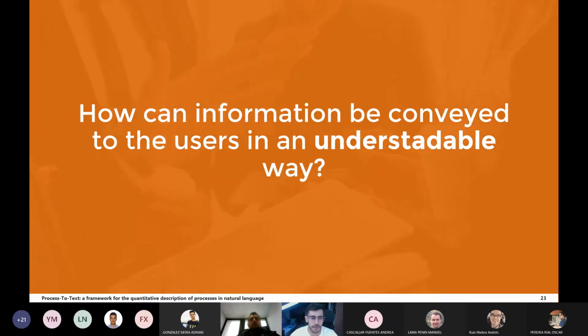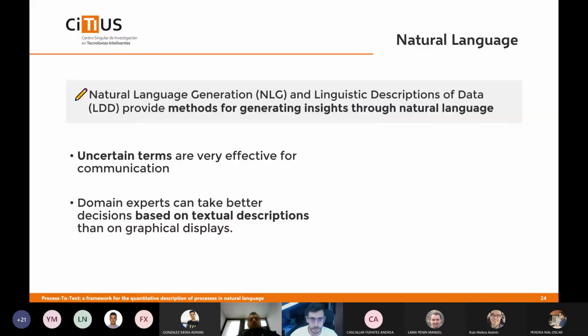So how can information then be conveyed to users in an understandable way? Natural language generation and linguistic descriptions of data provide methods for generating insights on data through natural language texts that summarize the most characteristic aspects of some data. This information can be easily consumed by users, as natural language is our inherent way of communication, and because through the use of uncertain terms, this communication is very effective.